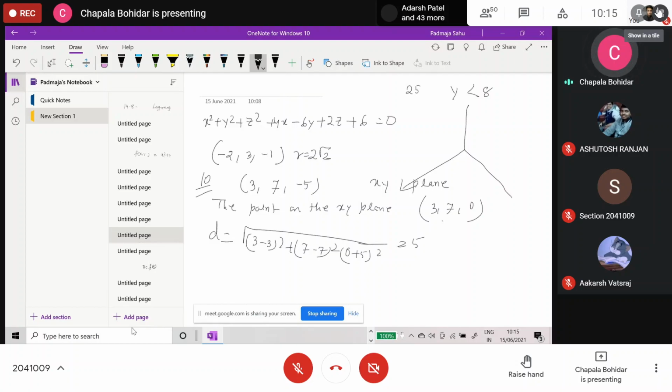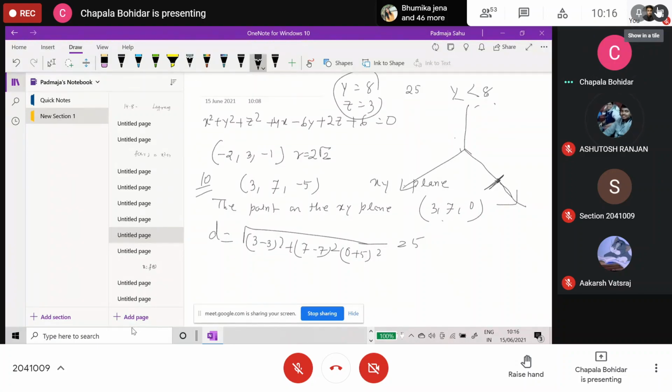Y is less than 8 means the plane lies on the left-hand side of y. That means the xz plane. We always write y is equal to 8, and z is equal to 3 was already solved. But here it is written y is less than 8. So the plane lies on the left-hand side from this point.